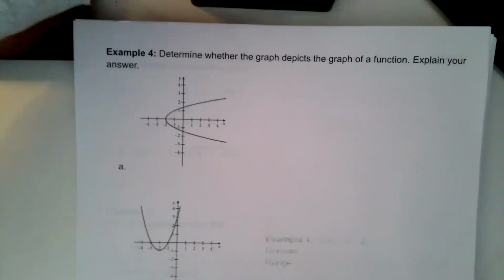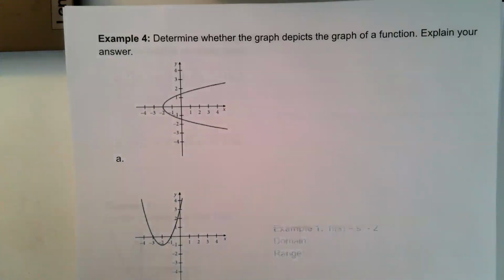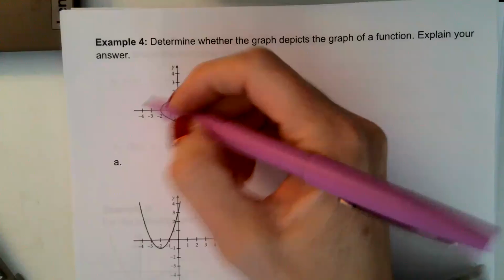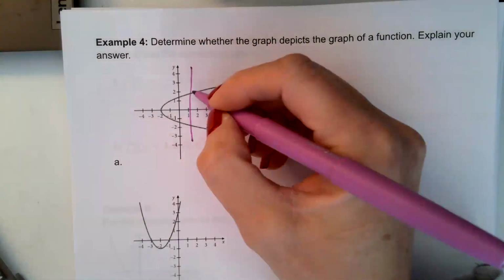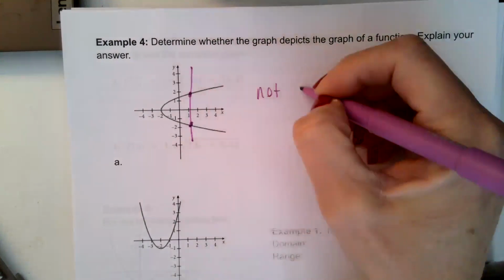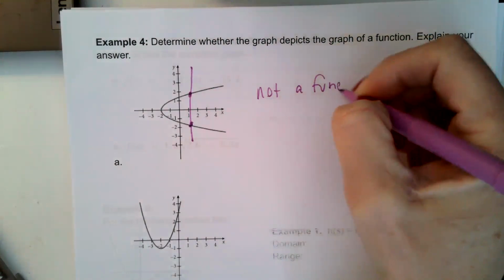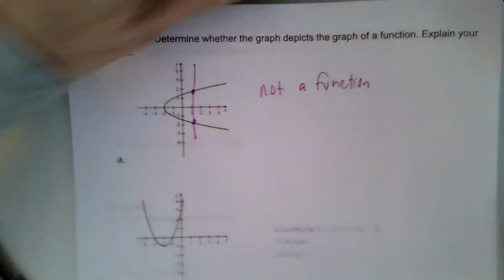Okay. Example 4 says, determine whether the graph depicts the graph of a function or not, and explain your answer. So we said the vertical line test was if I can find even one instance where I can draw a line and it goes through 2 points, it's not a function.